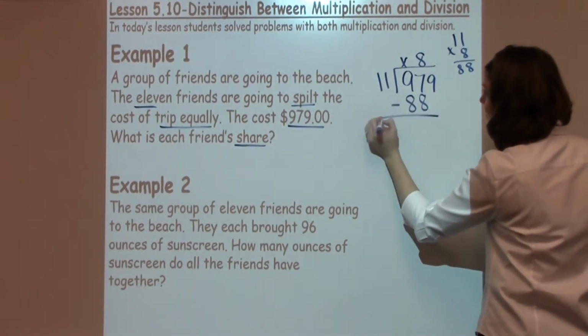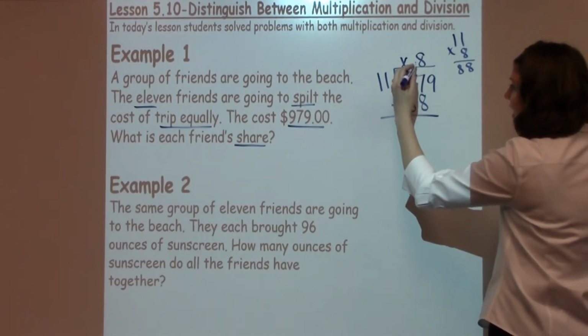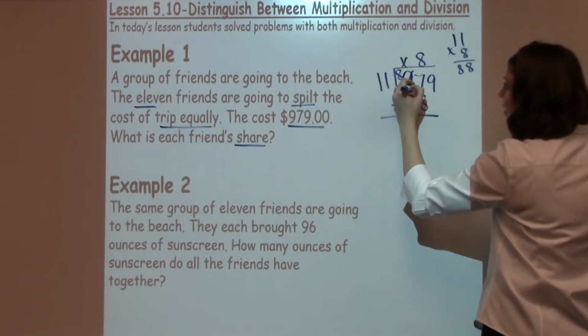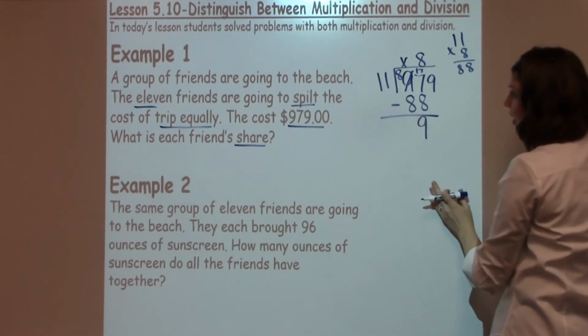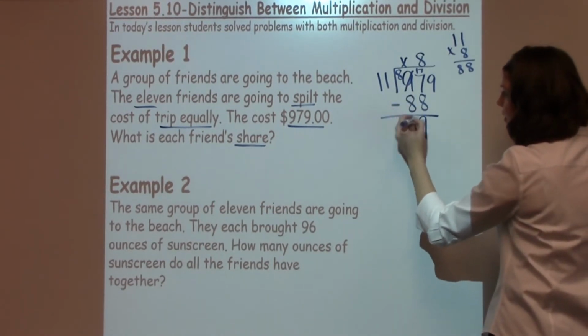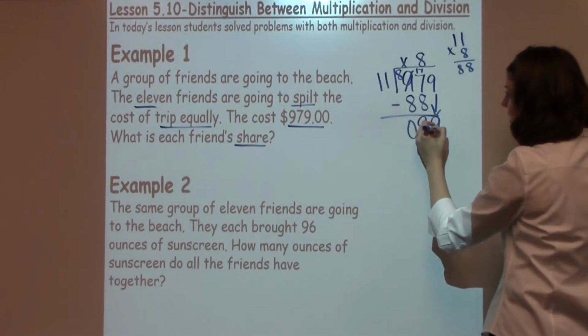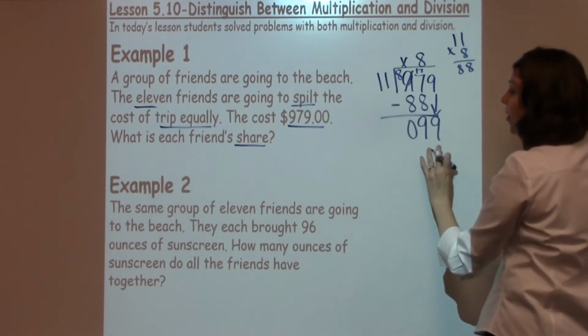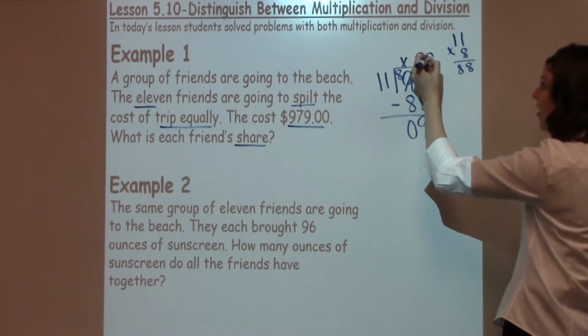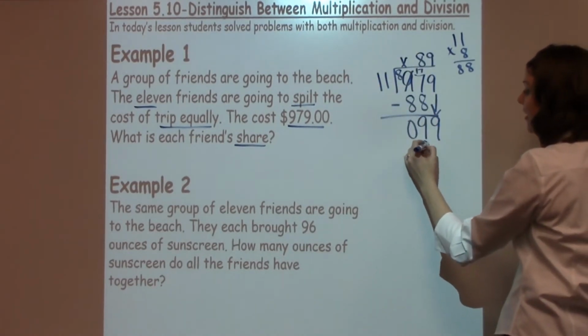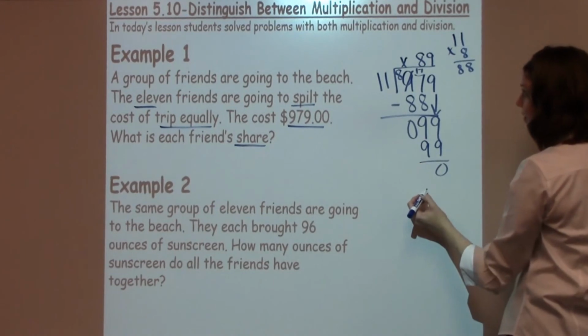And I'm going to go ahead and subtract. Now 7 minus 8 I cannot do, so I'm going to borrow. This becomes now 17 minus 8, which is 9. And then I have 8 minus 8, which is 0. Bring down my last 9. And then can 11 go into 9? It can go in there 9 times, like we just talked about. 9 times 11 is 99, with 0 left over.